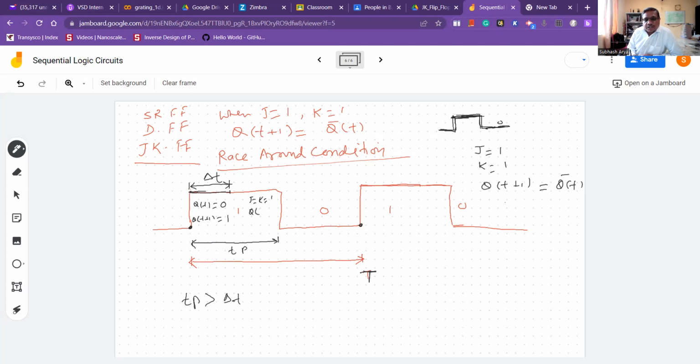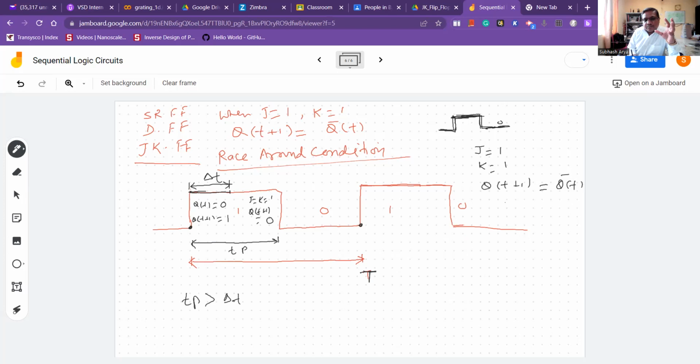So Q(t+1) will be what? Because the present output is now 1, the next output will be 0. So what is going on? For only one clock pulse, you can observe that the output is toggling. The output is changing from 0, 1, 1, 0. So this is not stable, it is kind of blinking: 0, 1, 1, 0. This is the case when J and K are equal to 1.